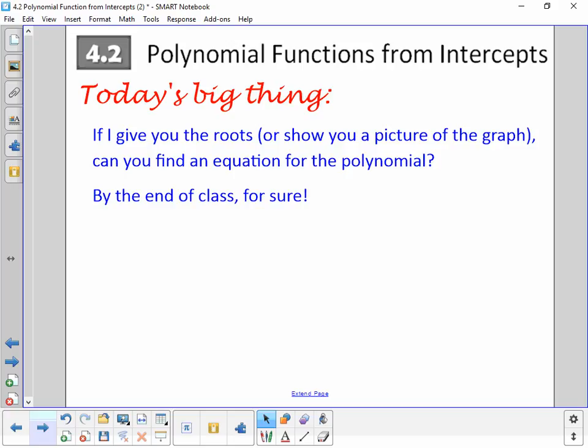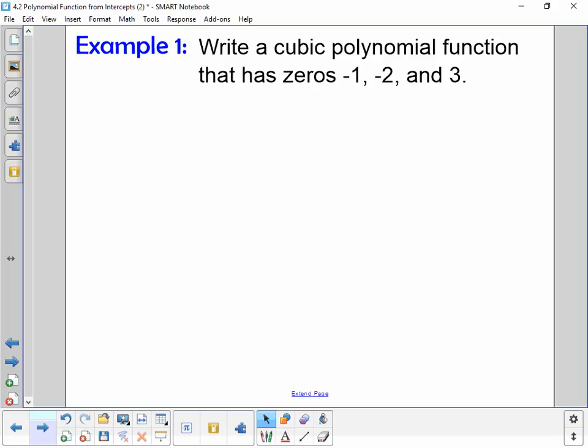Today, what we're going to focus on is polynomial functions, by finding the equation of a polynomial function from the intercepts or the roots. So if I give you the roots of a function or show you a picture of the function, you should be able, after today, to write the equation of the function. So we're going to start here with a pretty basic one. Write the equation of a cubic polynomial function that has zeros -1, -2, and 3.